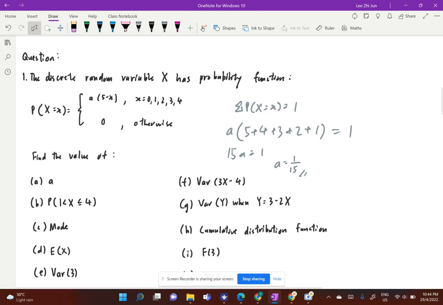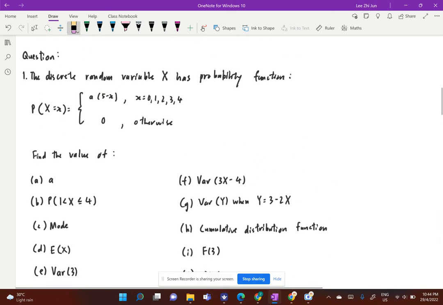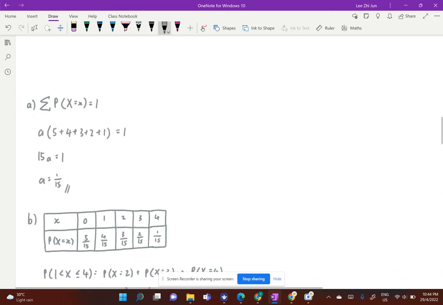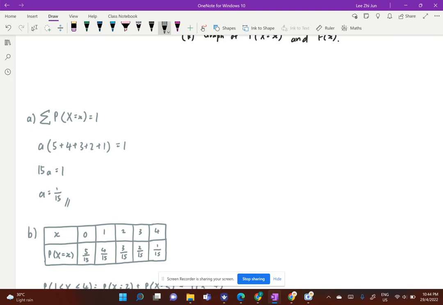It doesn't ask us to sketch, but for ease of seeing, we sketch the probability distribution table. So just add this: A is 1 per 15, and 5 minus x, and just substitute all of 0, 1, 2, 3, 4 inside. So I will get 5 per 15, 4 per 15, 3 per 15, 2 per 15, and 1 per 15. You can simplify it also, but I just leave it in this form, 5 over 15, for easier reference later.